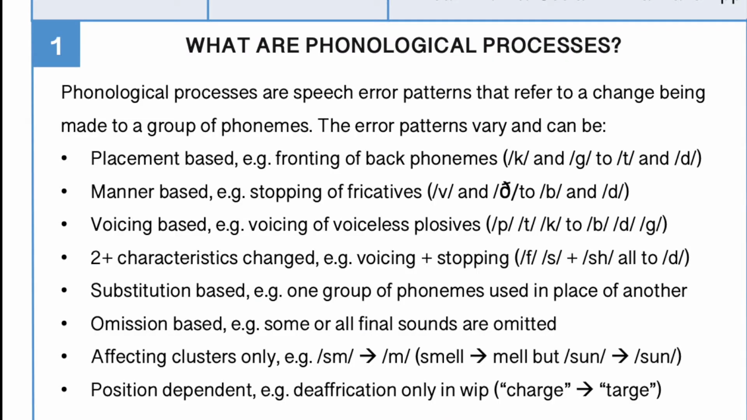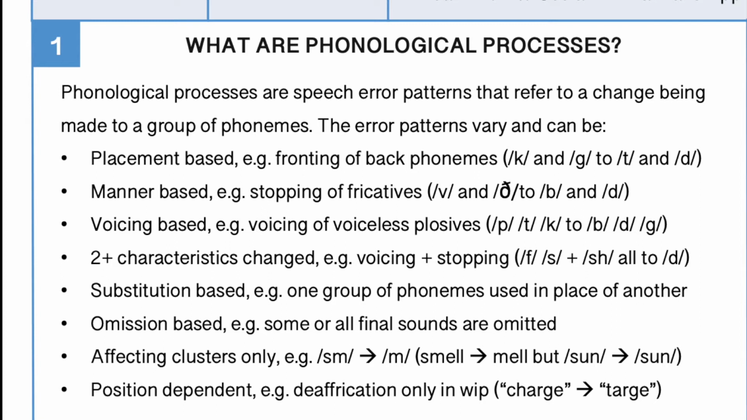We get the children that change 2 characteristics, voicing and stopping. And then sometimes we'll just call it a substitution. If a child just says d for everything, we'll just call that a substitution. But it is a process in that this child's error pattern is everything is stored as d. Some children have omissions. They can say all the final sounds in isolation, but they leave them all off. So book becomes boo, home becomes ho, man becomes meh. And then we work on final consonant deletion. We don't work on just final t or just final s. We work on all final sounds.